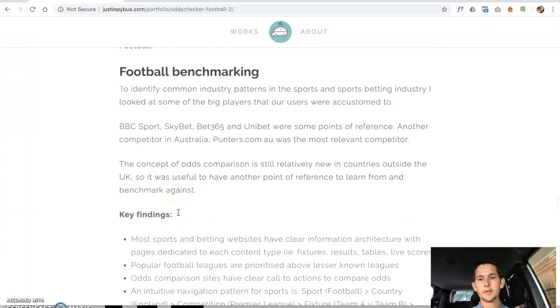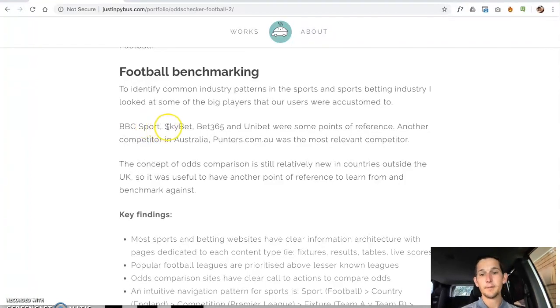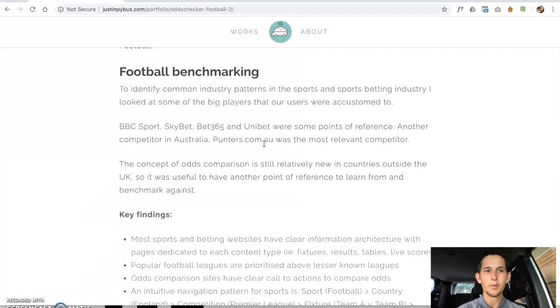So some of the competitors I looked at, because remember we're doing sports betting odds comparison, it's quite specific, were BBC Sport, Sky Bet, Bet365, and Unibet, some of the big players in the sports betting world. There was another point of reference in Australia called punters.com.au, and they're actually an odds comparison website. So that was perfect, a really good example to have a look at, to see how they've done things in the past and if there's anything we can learn from them. They were a really great point of reference.